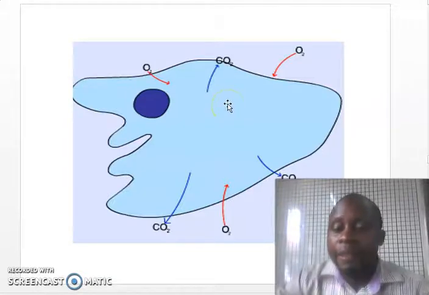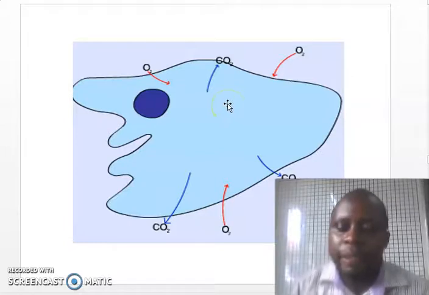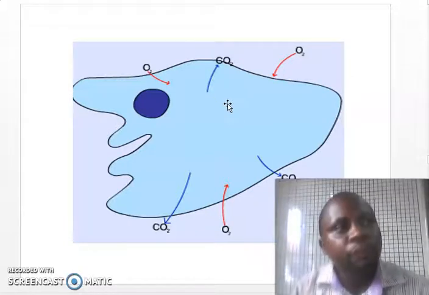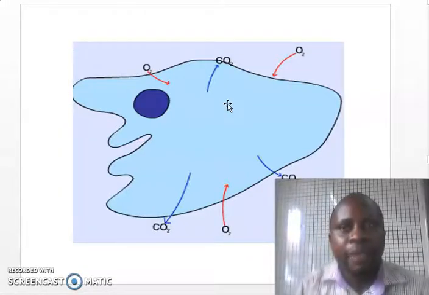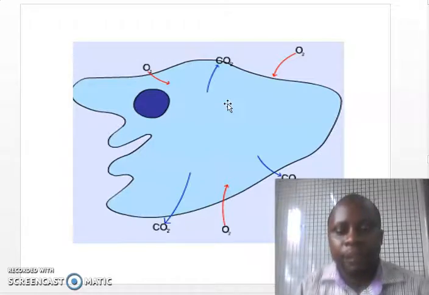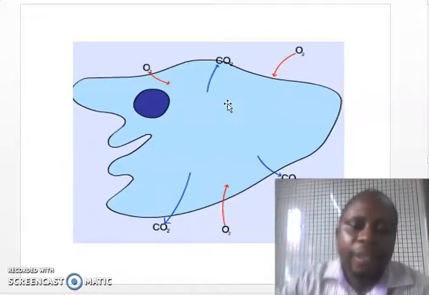Other organisms that have a similar mechanism include the paramecium. Name others. Probably you have talked about chlamydomonas or plasmodium, etc.